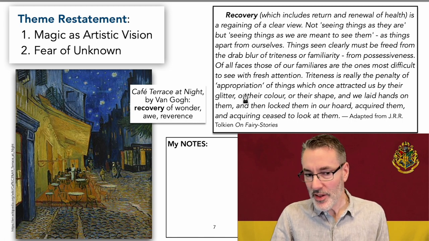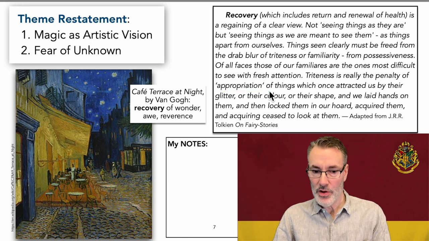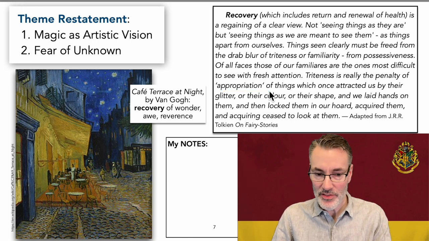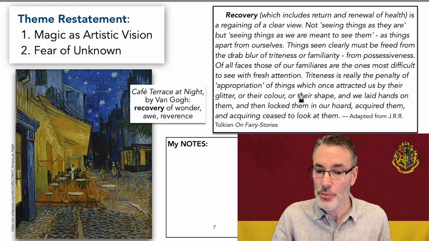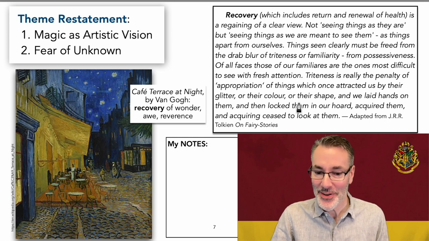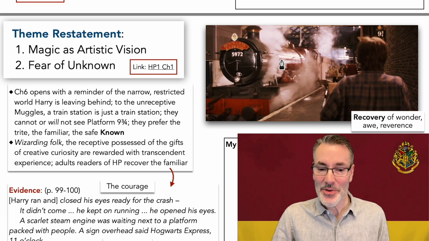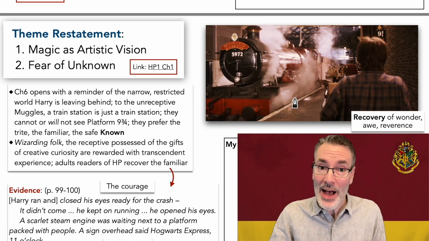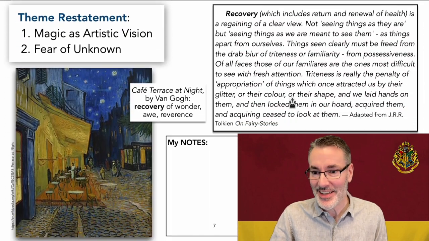So triteness is really the penalty of appropriation. We appropriate things. We bring them too close to us. We become too integrated, and therefore we can't see them properly. So triteness is really the penalty of appropriation of things which once attracted us by their glitter, look at that, or their color or their shape. Glitter, color, and shape. This is how a young person sees a train. Wow, there's a train. The first time you went to a big city, do you remember that? Wow, a big city. That's the newness.